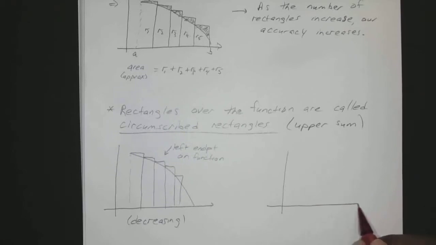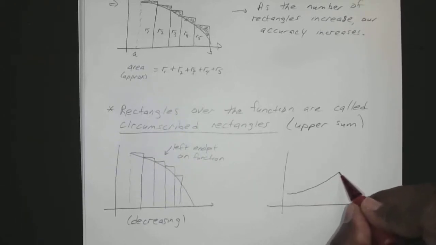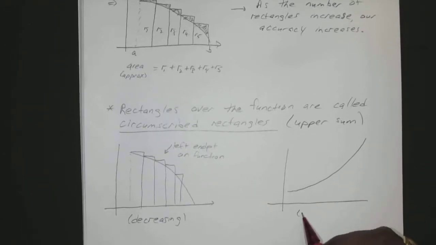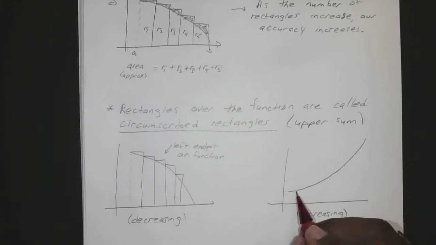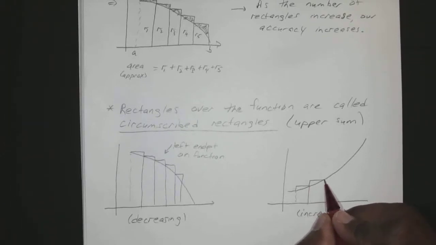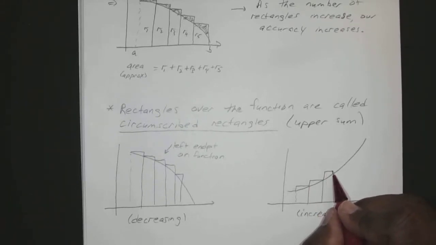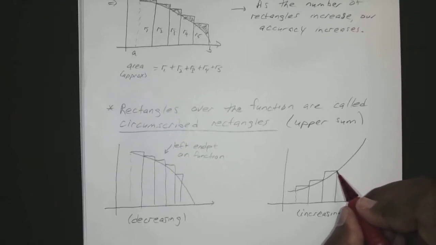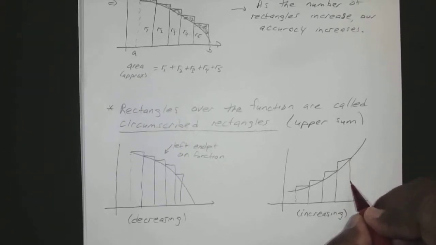But we can also see that if we had a graph that was increasing, and we wanted to have our graph go over it, then our right endpoint would be on the graph.